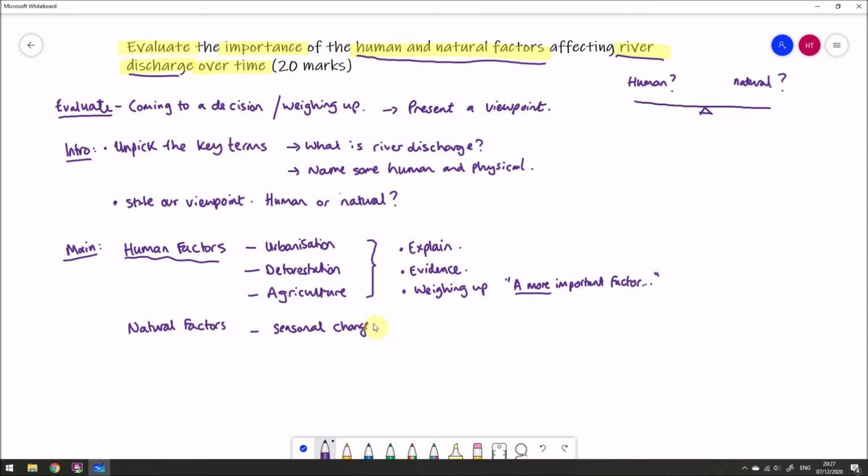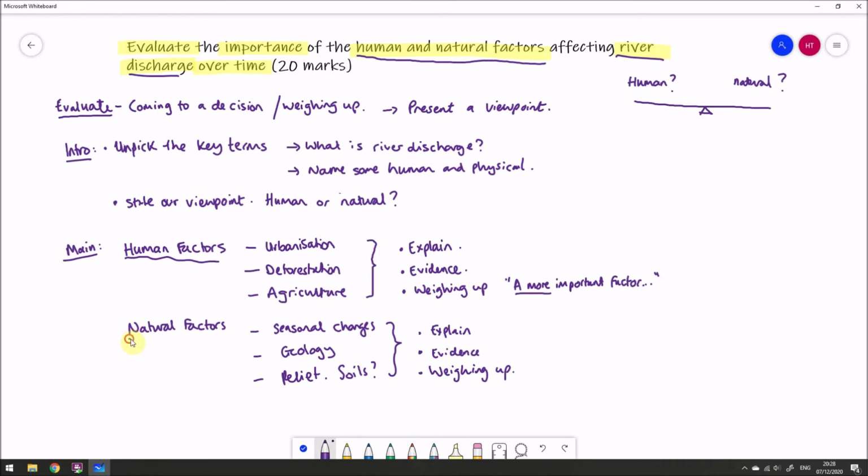You might think about geology. You might think about relief or soils. And again, within each of these, you want to be doing those same three things. You want to be giving clear explanations, you want to be using evidence, and you want to be weighing up as you go along.